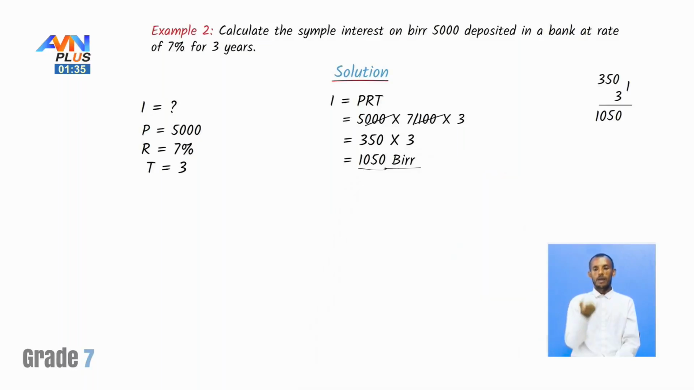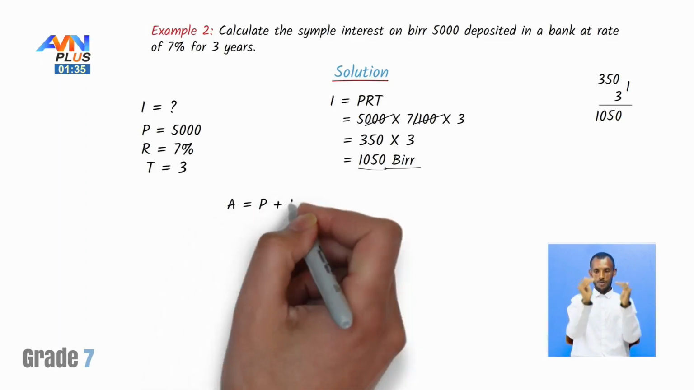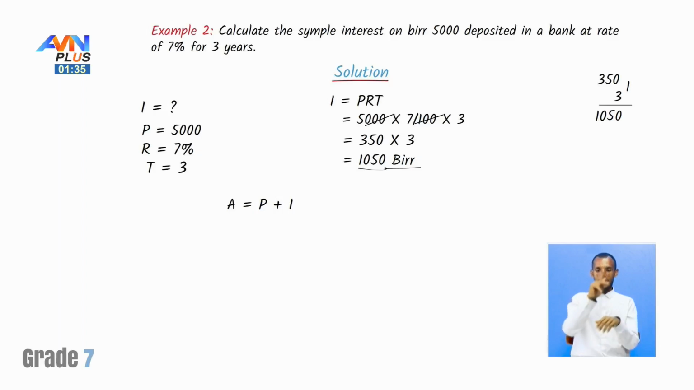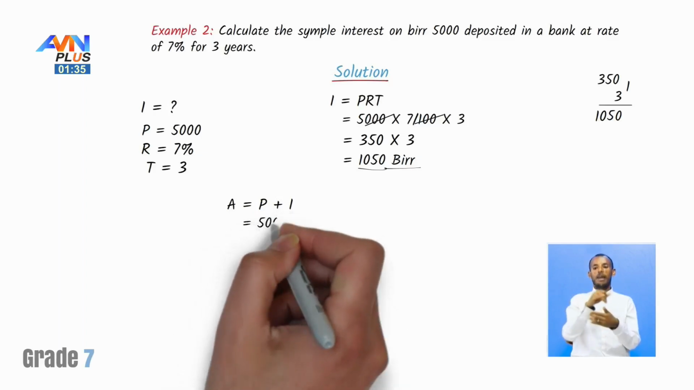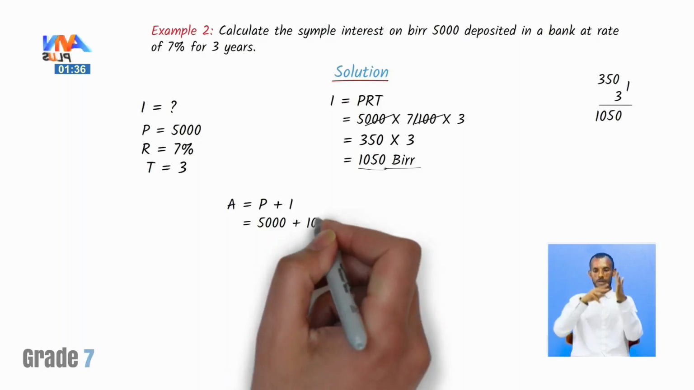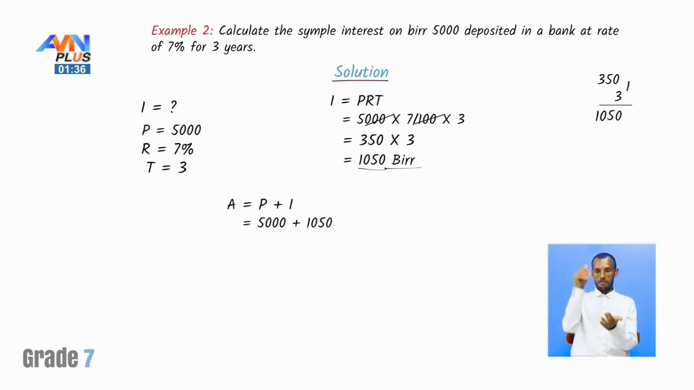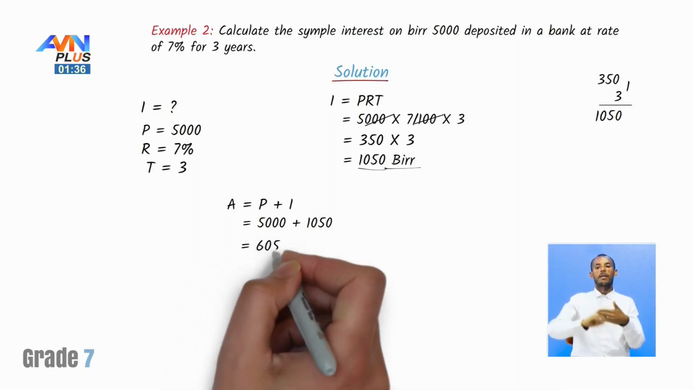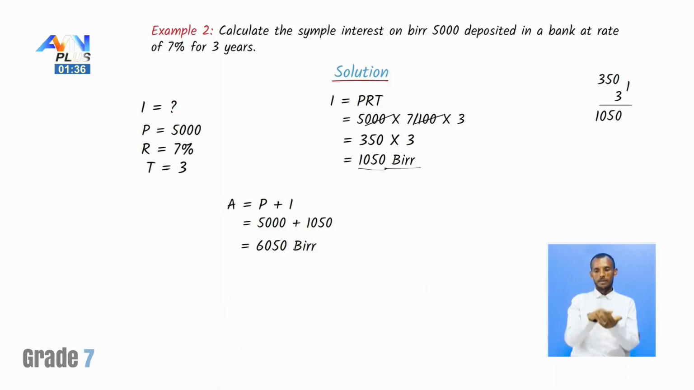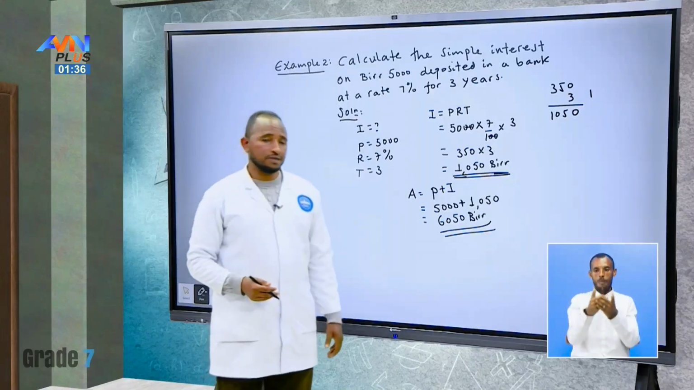And if we are asked to calculate the amount, as we said earlier, the amount will be given by the original principal plus the money earned, or the interest earned. Therefore, this will be the original principal, here it is 5,000, plus the interest paid, here it is 1,050. The sum of these two will be 6,050 birr, the accumulated amount at the end of the third year.